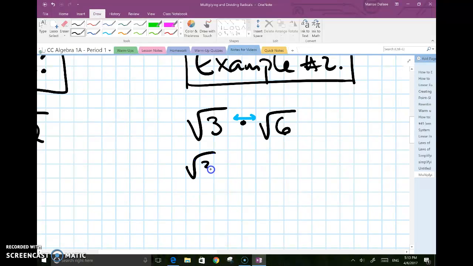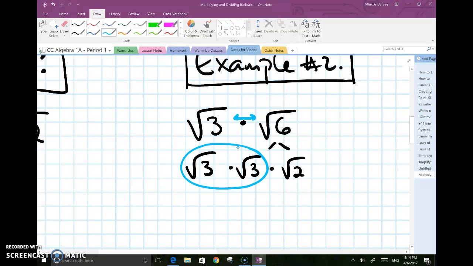So I will keep this radical 3 here, but I will split this radical 6 into a radical 3 and a radical 2. And the only reason I want to do this is because I know ahead of time that I can get two of a kind over here. And as you remember from the rule, when you have two of a kind, the radical disappears.